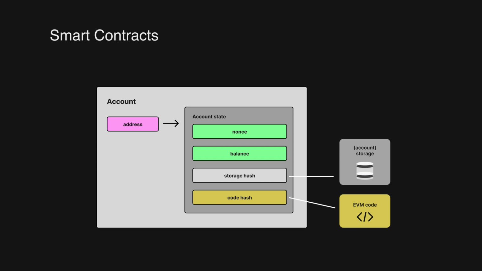We've learned about the account types earlier. Let's look deeper into what an account has. As we can see, an account has a public address and some account state, which includes the nonce, balance, a storage hash, and a code hash. These hashes are references to the account storage and EVM code in the Ethereum state.